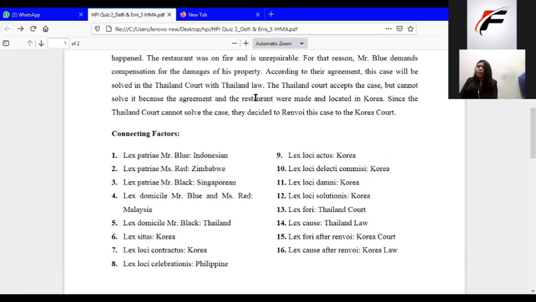So because the connecting factor is greatest in Korea, the court decides to renvoi this case to the Korean court. Before they renvoi it, they decide this case is forum non-conveniens, and then they renvoi it.